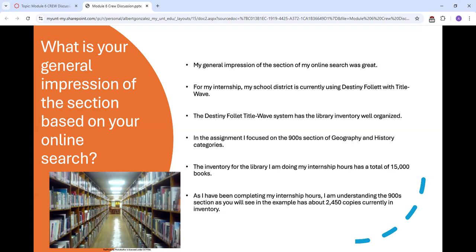Also, when I've been using it to have our patrons check out books, check out equipment, and look at the inventory, it's very well organized, and I love Destiny Follett and Tidal Wave. That was the tool that I used. In the assignment, I focused on the 900 section of the Dewey Decimal System, which covers geography and history. The inventory in the library where I'm doing my internship hours has a total of about 15,000 books. As you'll see in the example, the 900 section has about 2,450 copies in inventory at the moment. So it's not the whole inventory of the library, but I did pick a part of the 900 section. I'm going to move on to the next slide.